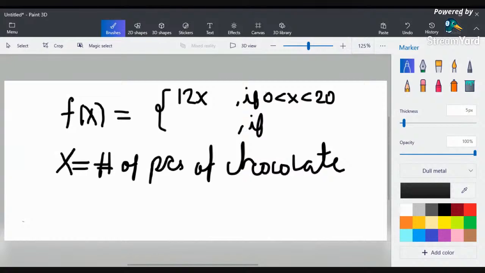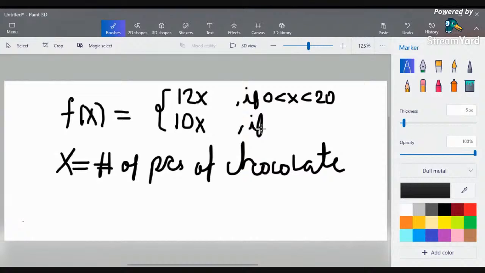How much will be the price? It will be 10 pesos per piece. So it will be 10x if x is greater than or equal to 20. This will be the representation of the piecewise function in your exercise. Okay? So let's proceed to the enrichment activity.